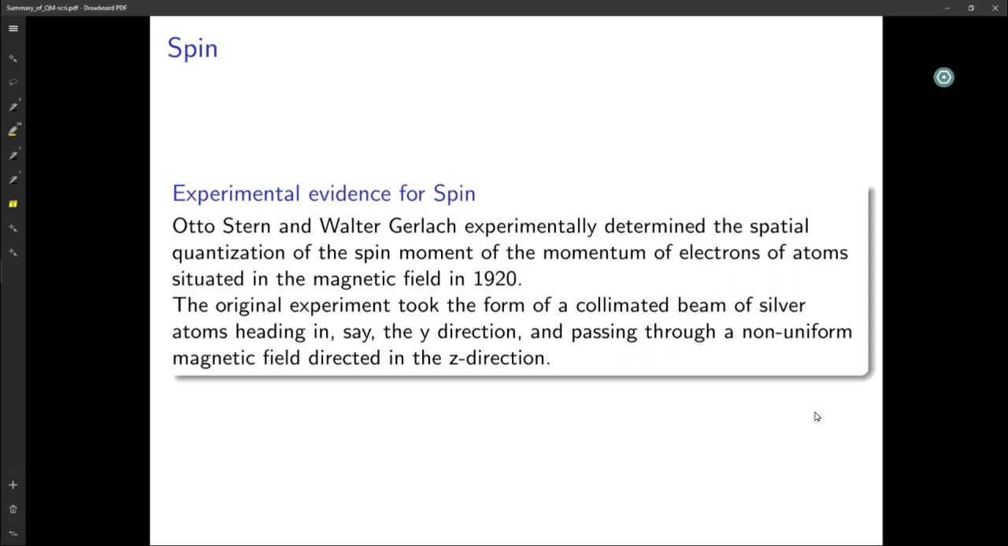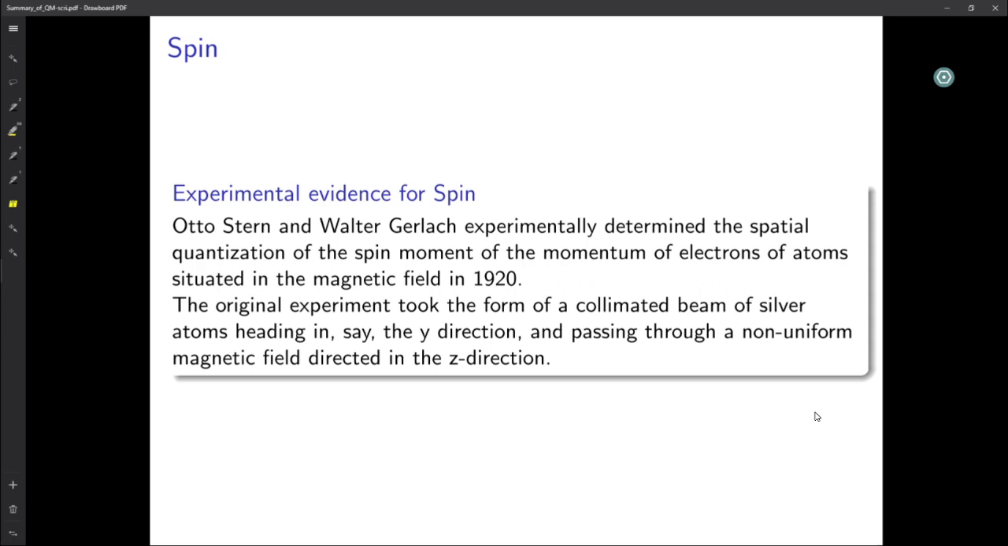So they wanted to experimentally determine the spatial quantization of the spin moment of the momentum of electrons of atoms situated in a magnetic field. It sounds fancier, but they just wanted to see if the electron exhibited the correct amount of the theoretical predictions that were made, that the electron should possess spin in the spatial quantization of the spin moment. So that is the exact idea that they had suggested.